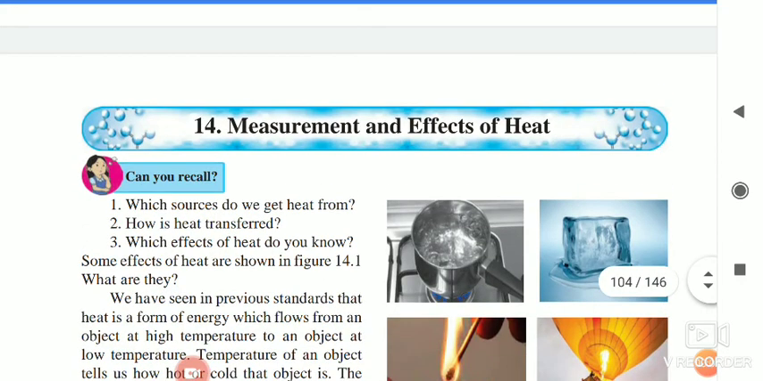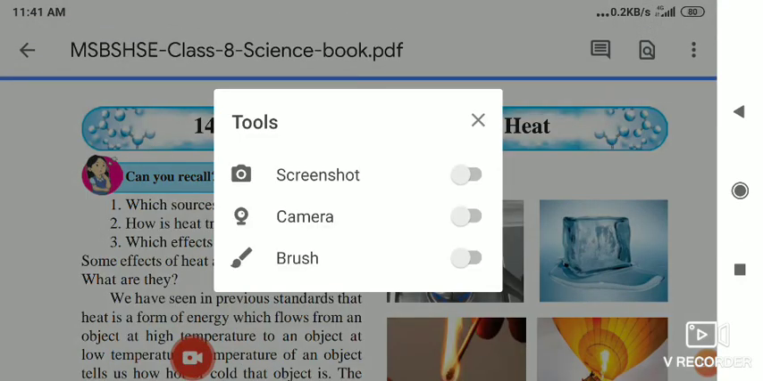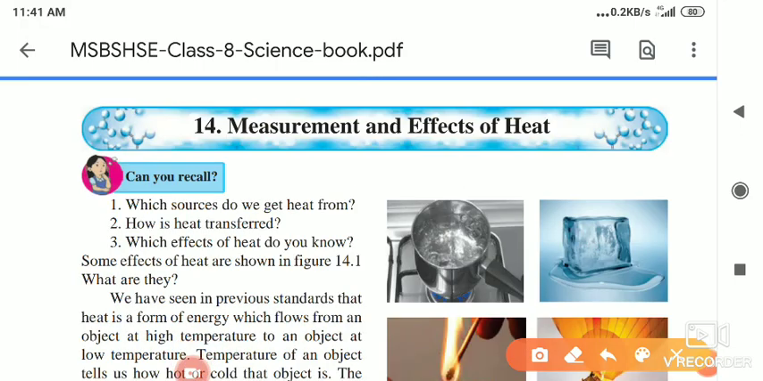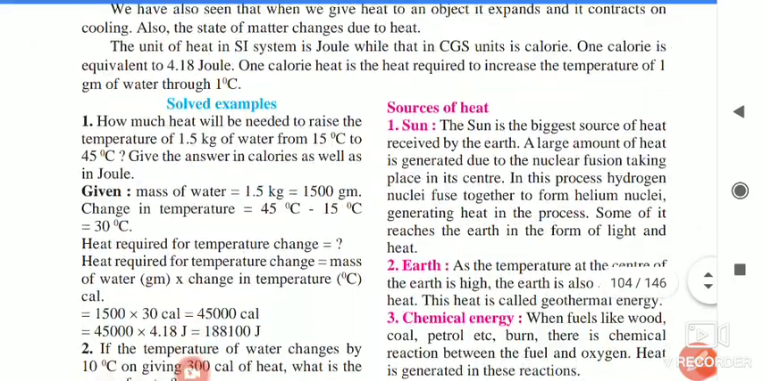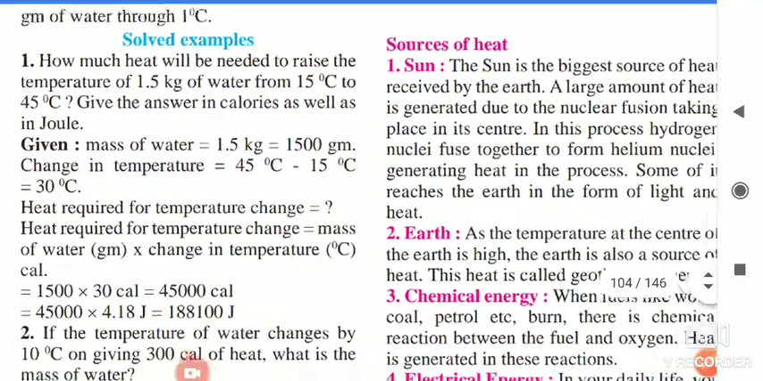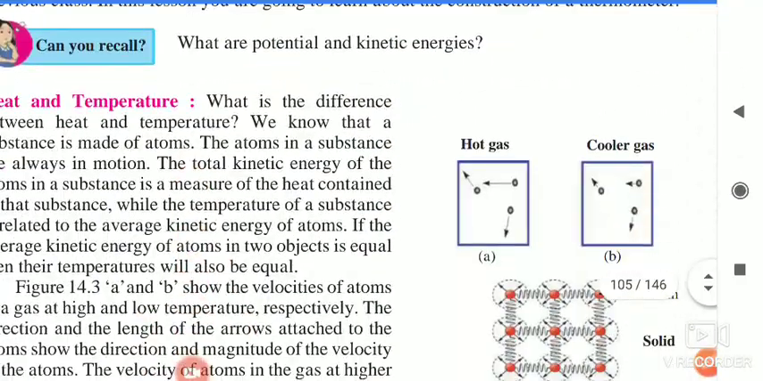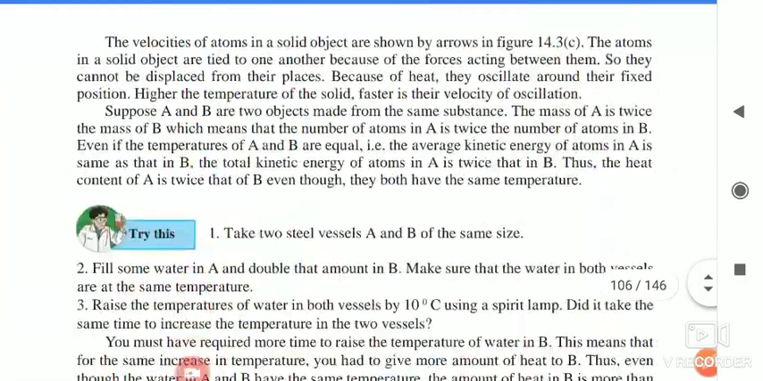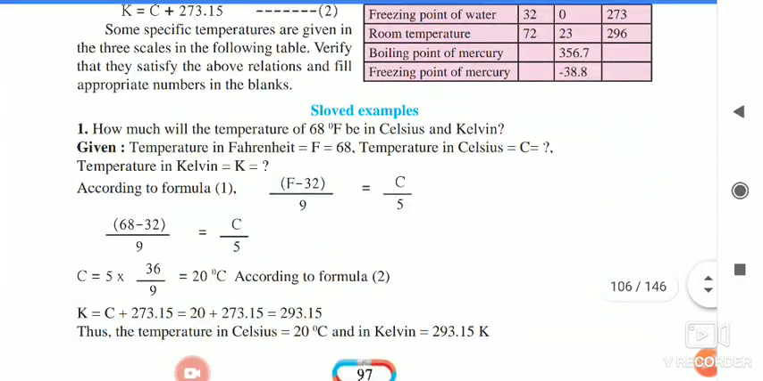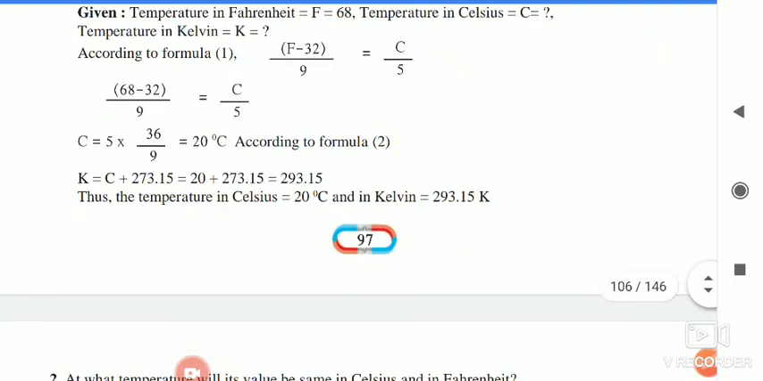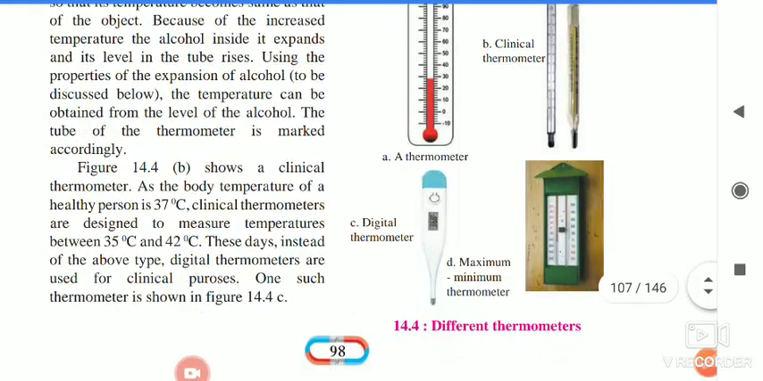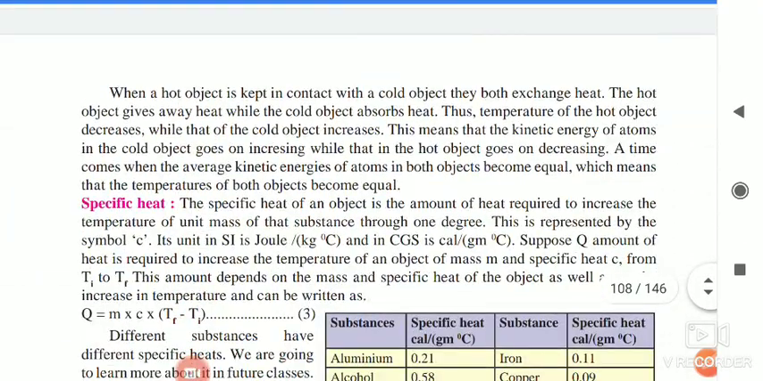Hello students, lesson number 14, that is measurement and effects of heat. Under this lesson we have completed the first part, the sources of heat. Afterwards relative sensation also we have completed, then heat and temperature, and we solved examples on the conversion of Celsius into Fahrenheit into Kelvin, and types of thermometer and its construction we studied yesterday.